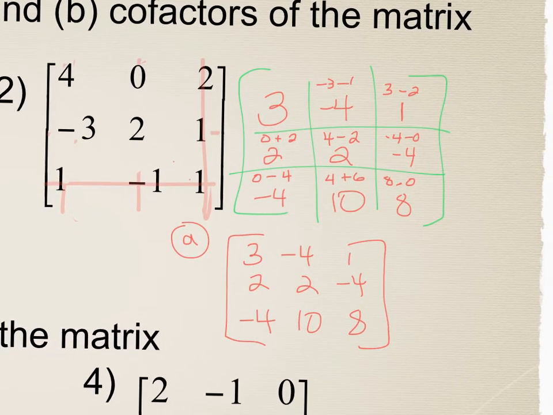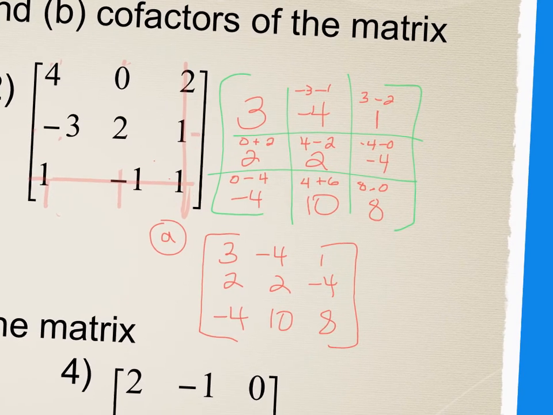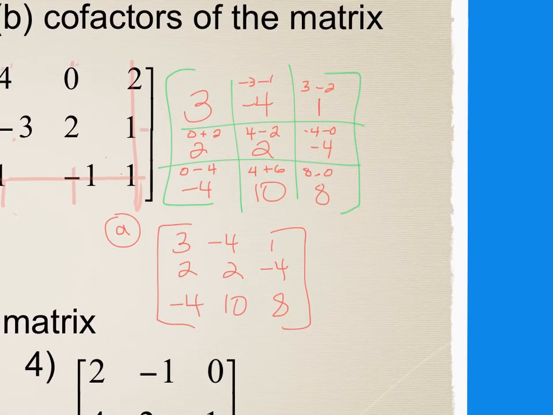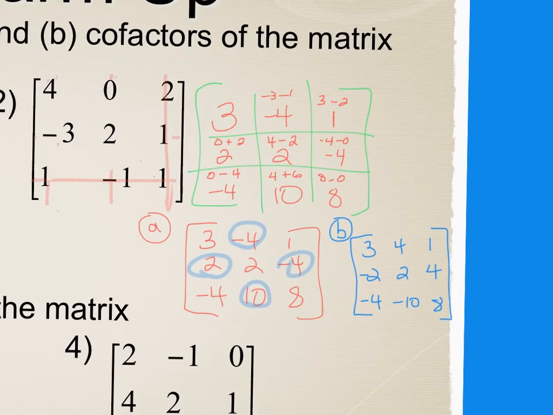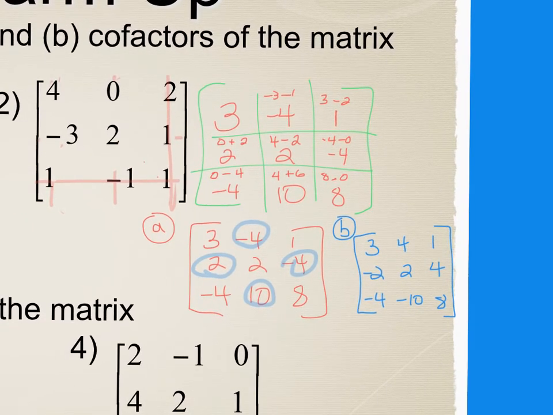Everybody good so far? The cofactors are the original ones? The cofactors now come off of this. So what 4 locations do I change the sign on? Good. Your north, south, east, west. So 1, 2, 3, 4. Those 4 locations, the rest of them stay the same. So it would be 3, +4, 1, -2, 2, +4, -4, -10, and 8. And those are the cofactors. Questions on those?